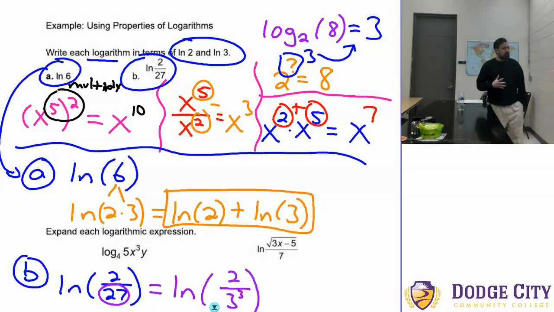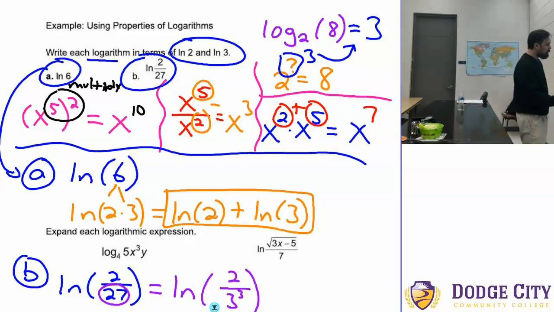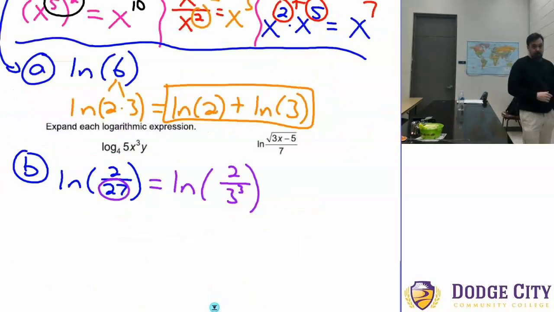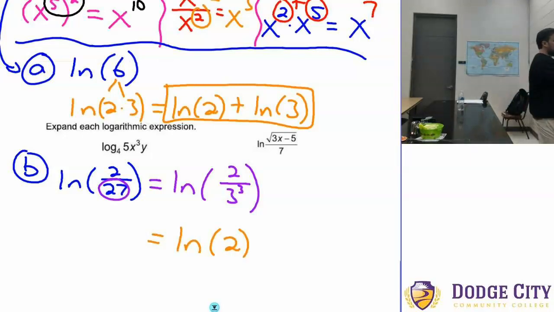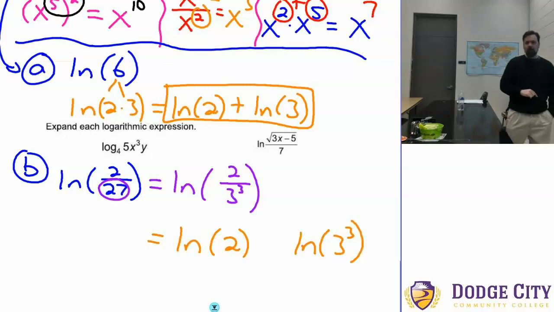So that's what I would recommend doing with the 27. Rewrite it as 3 to the third power. Now we're dividing here, so I'm going to break these apart, put the 2 in its own logarithm, put the 27, which is 3 to the third power, in its own logarithm.